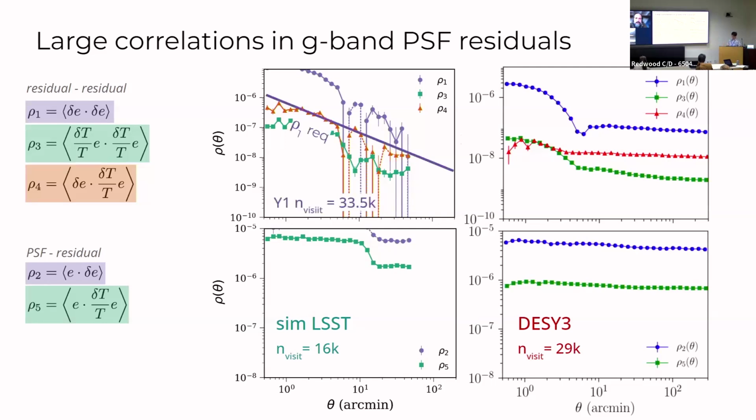And if we take a very hand-wavy line, which was informed by the last talk, for a requirement on rho 1, we see that we are exceeding it. And this is in g band. We have the same problem of the number of visits scaling. Here, LSST Y1 is going to have twice as many visits as the simulations we have right now.